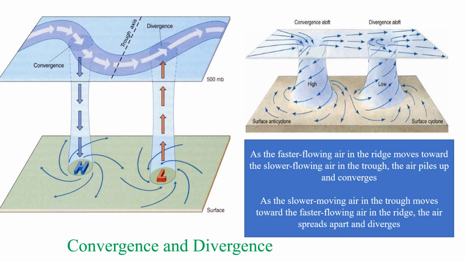As the faster flowing air moves away from the ridge and approaches the slower moving air in the trough, the air piles up, and this pile-up produces converging air circulation, or convergence. On the other hand, where the slower moving air in the trough approaches the faster moving air in the ridge, the air speeds up, and this speeding up produces a divergent airflow.